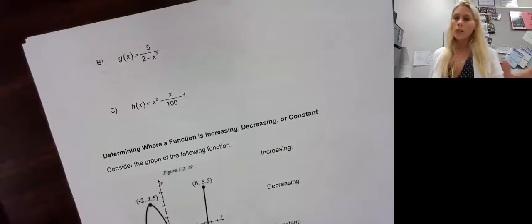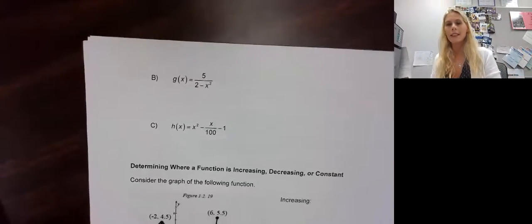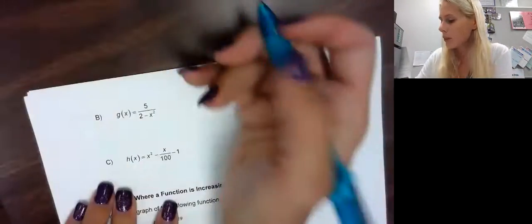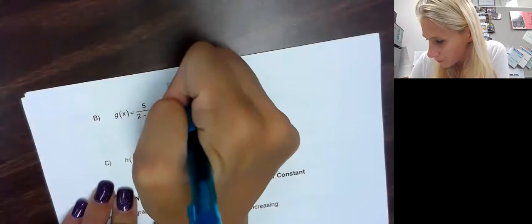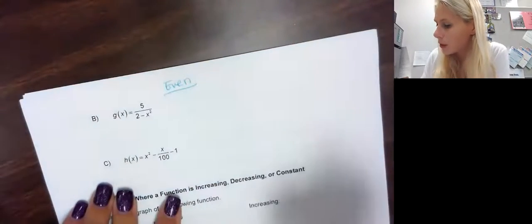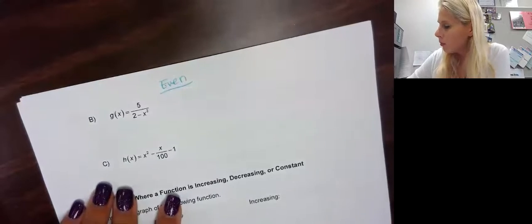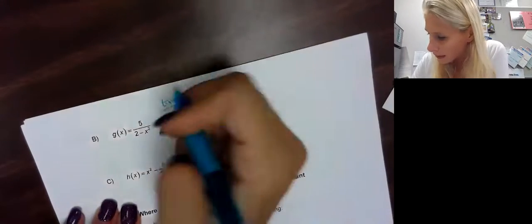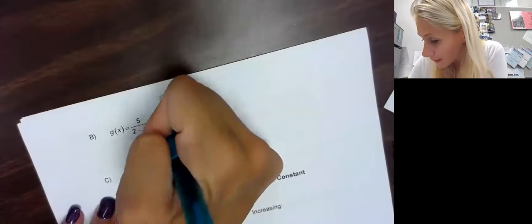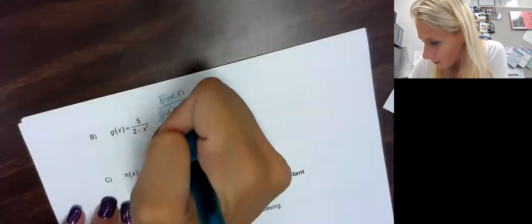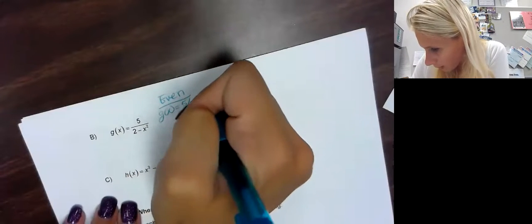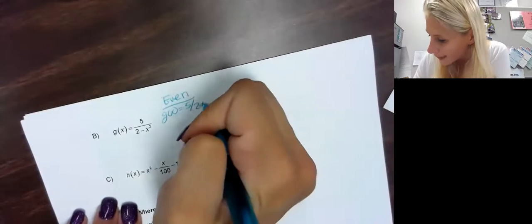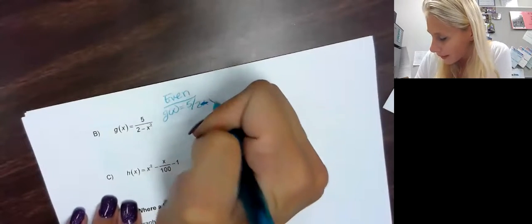All right, now we're doing it again. We're going to see if it's even or odd. So let's try even first. Remember, the first thing we're going to do is write down f of x, or g of x in this case. So that's 5 all over 2 minus x squared.